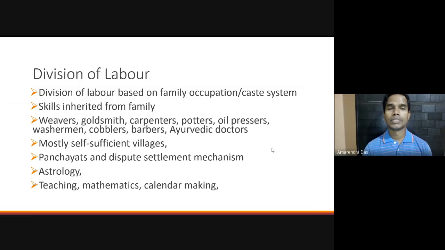If something cannot be resolved in the village, then that goes to the panchayat. There were a lot of people doing astrology, and astronomy was also there. Then teaching of mathematics, and you should know that in India we had hundreds of calendars. In fact, that number would go to thousands of calendars.